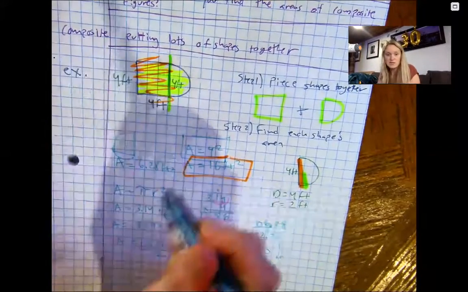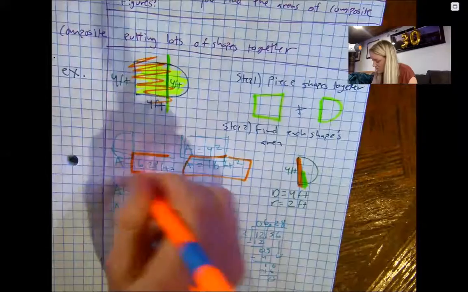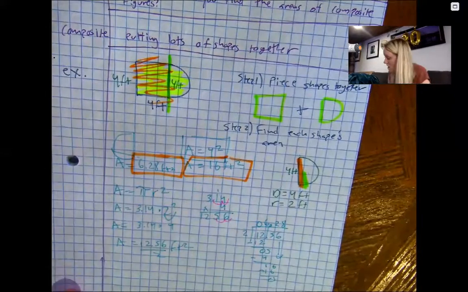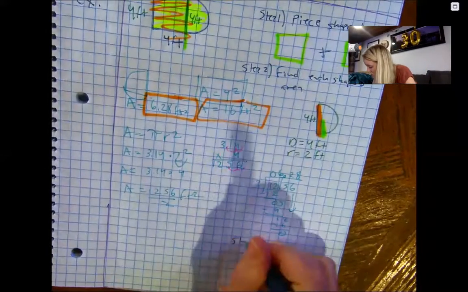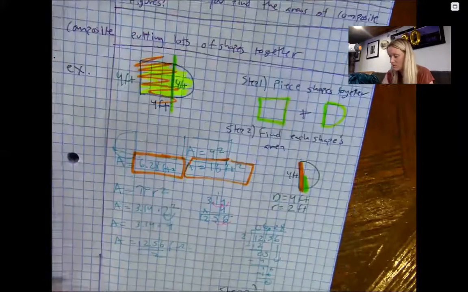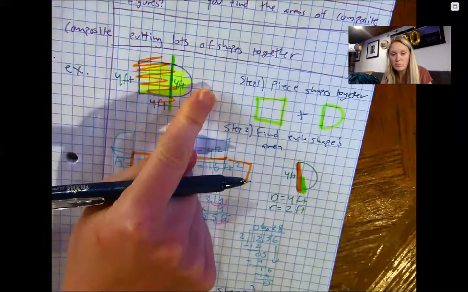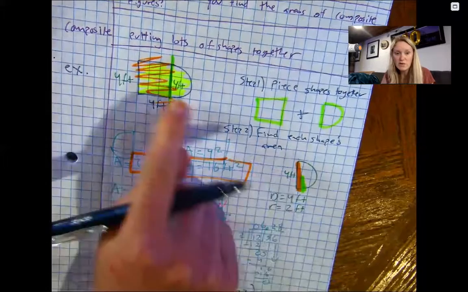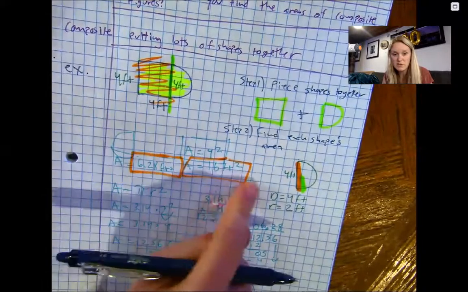This is a lot of information, but it's all stuff we should be able to do. So now my step 3 way down here: I took this image, I split it into a square and a half circle. I found each area's shape. I know that this square is 4 times 4, which is 16 feet squared.